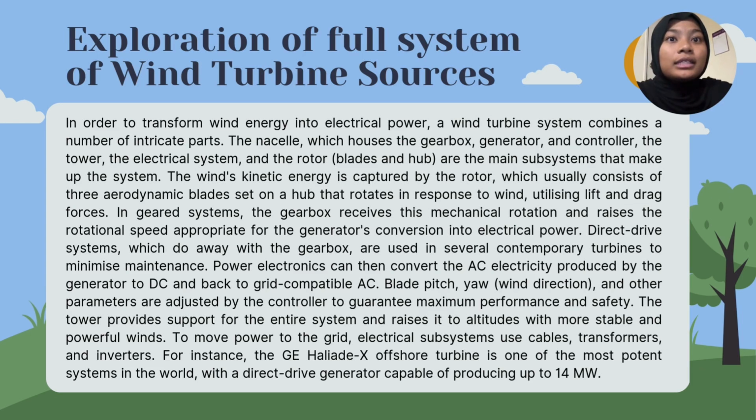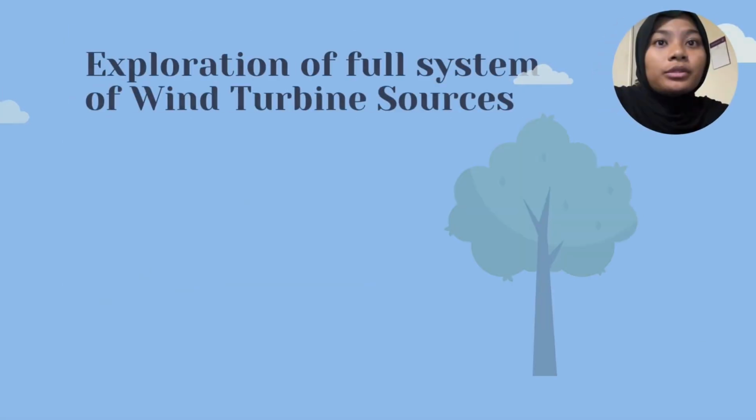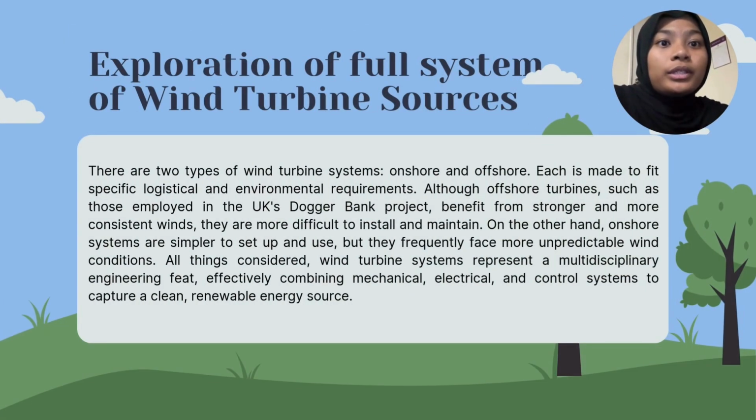For instance, the GE Haliade-X offshore turbine is one of the most potent systems in the world, with a direct drive generator capable of producing up to 14 megawatts. And the other types of wind turbine system, which is onshore and offshore. Each is made to fit specific logistical and environmental requirements.